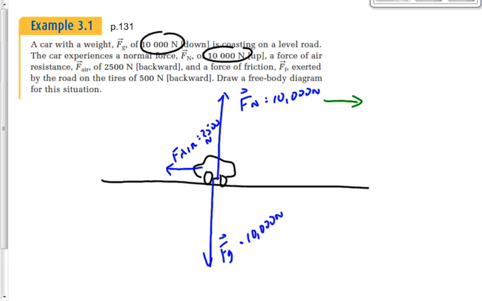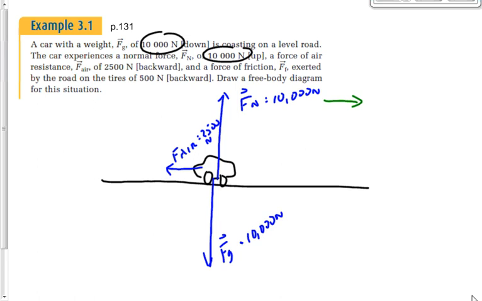Why did I draw the force of air resistance so much shorter than the other two forces that I have drawn so far? Scale, what about the scale? Pardon me? Yeah. But why do I have to make it accurate? What do you mean by making it accurate?